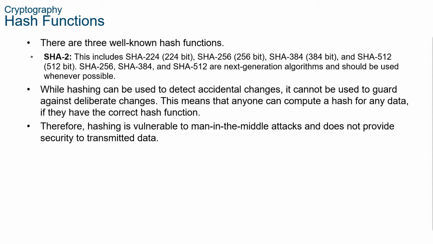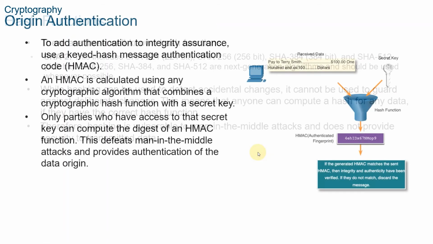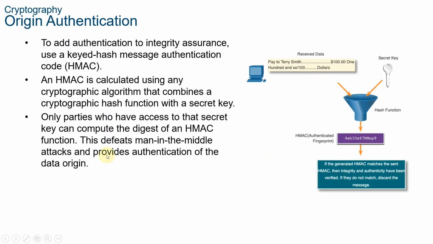So to provide integrity and origin authentication, something more is required. Next would be origin authentication. To add authentication to the integrity assurance, use a keyed hash message authentication code, or the HMAC. HMAC uses an additional secret key as input to the hash function.